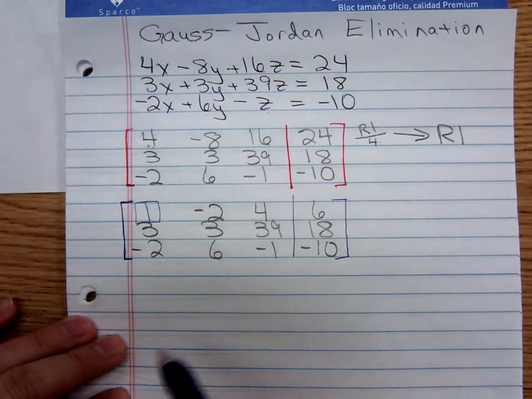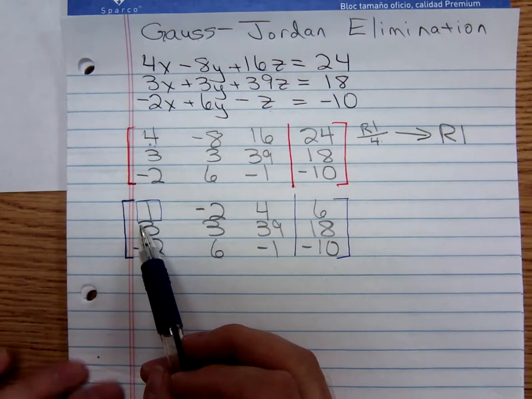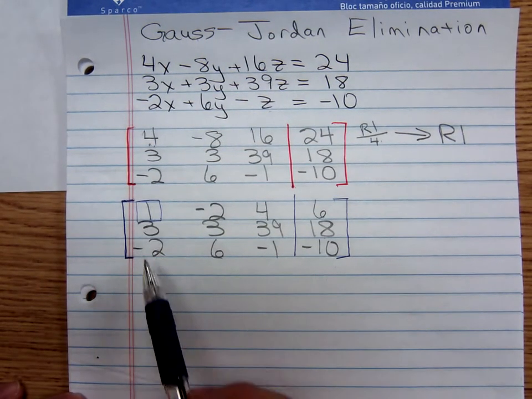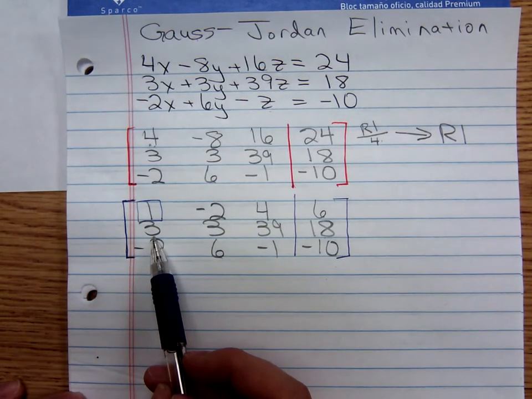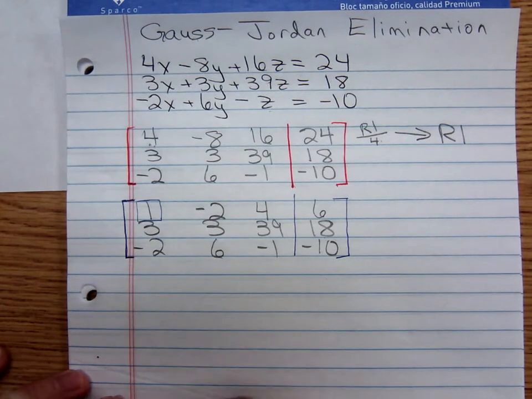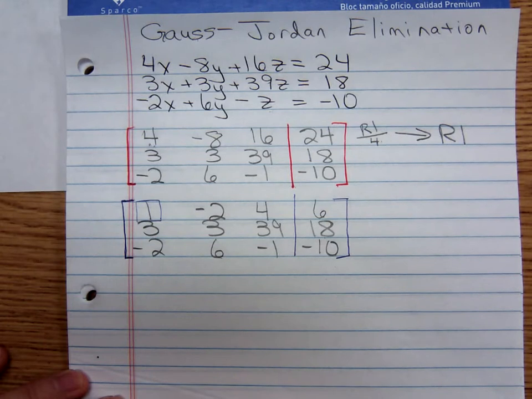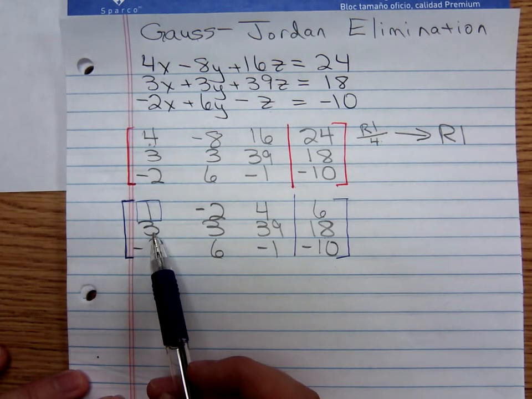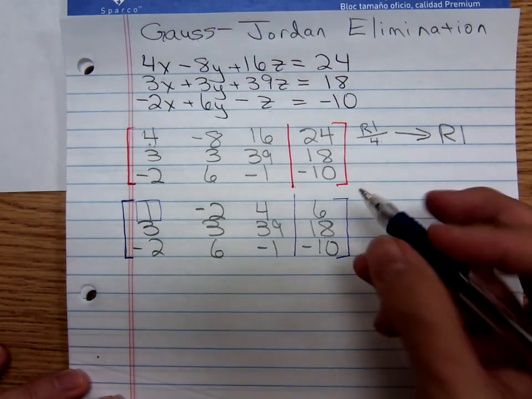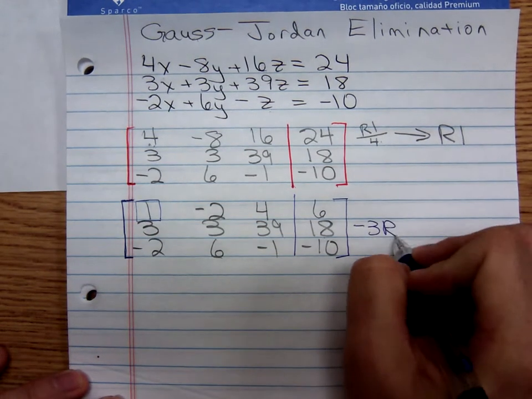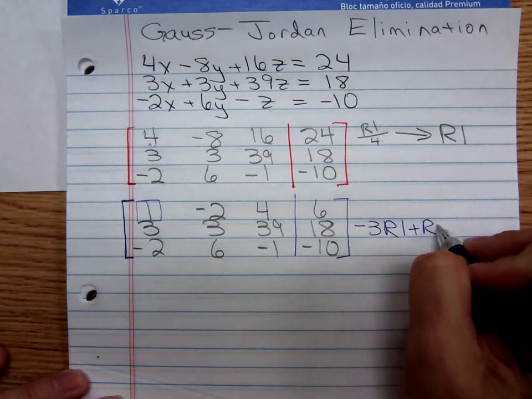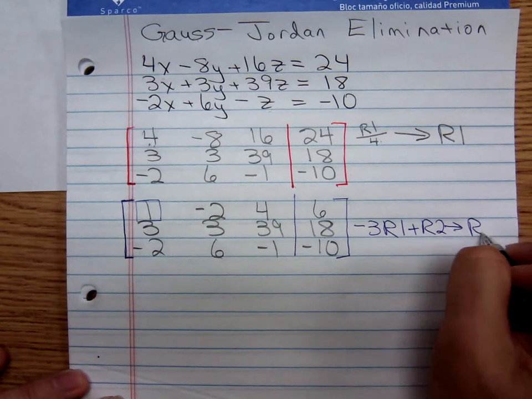So you ask yourself, you have a 1. What would that number need to be so when you added it to 3, you'd get a 0? 1/3? No, 1/3 plus 3 wouldn't give me 0. Negative 3. So you just change the sign on that number you want to change. So negative 3 times row 1 plus row 2 gives me a new row 2.